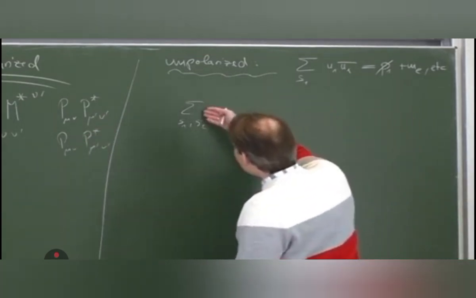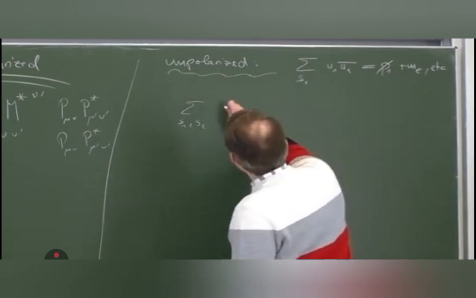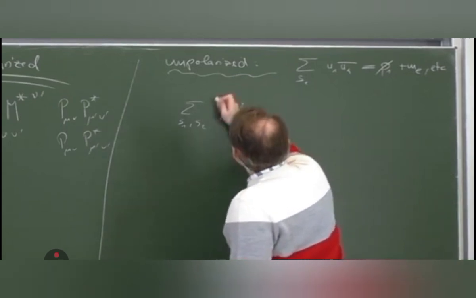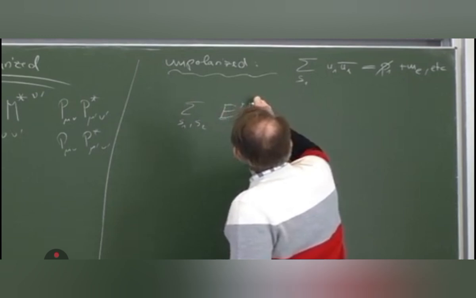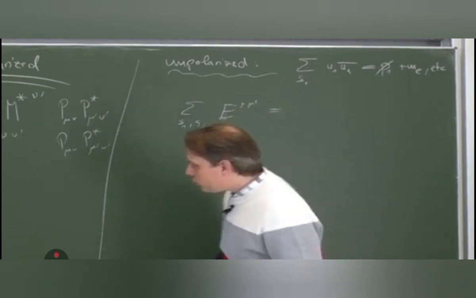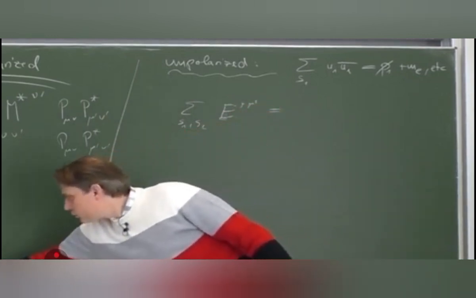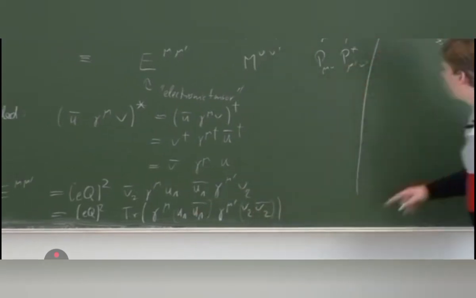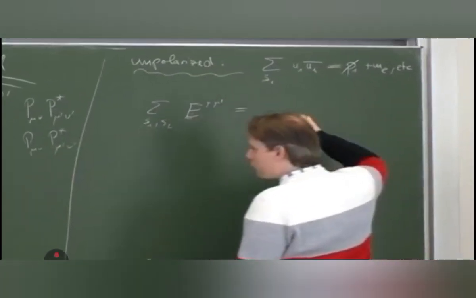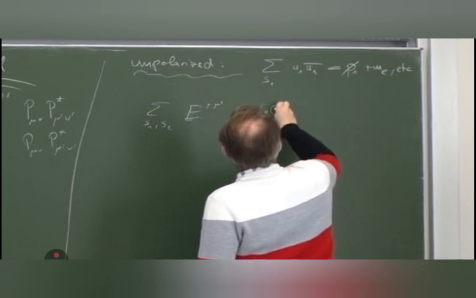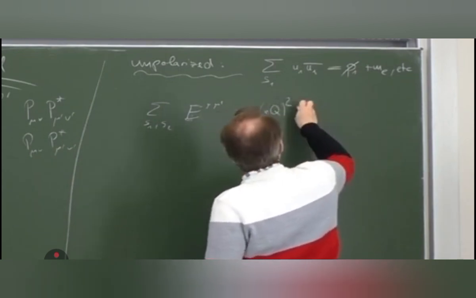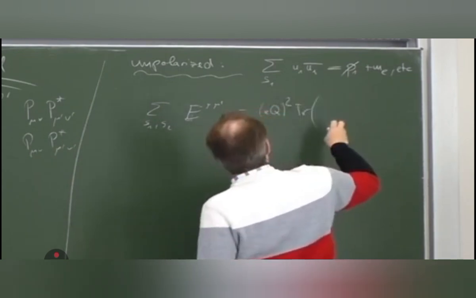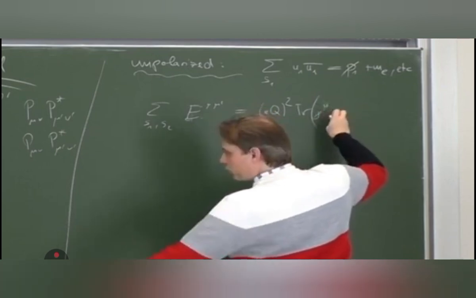And okay, so therefore we do the summation over the tensor E^μμ'. Then we can simply replace here in the trace the u ū, v v̄ expressions by those completeness relations. And then we obtain e^4 over Q^4 times the following trace, here in this case γ^μ, then p1-slash plus the electron mass, times γ^μ', and then p2-slash minus the electron mass.